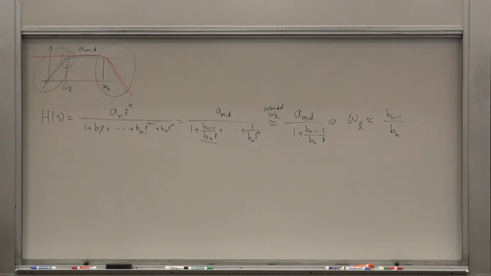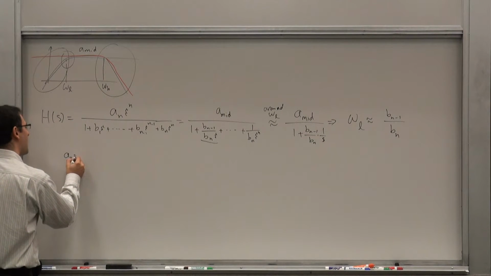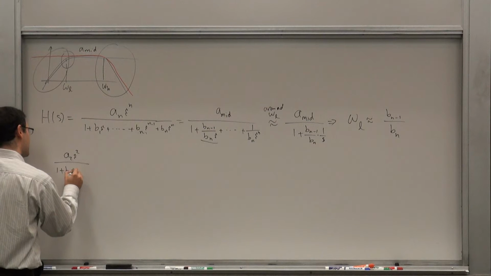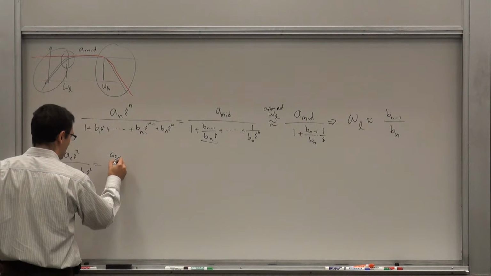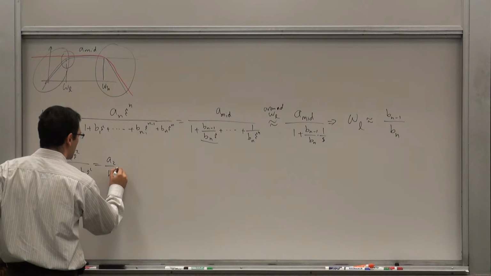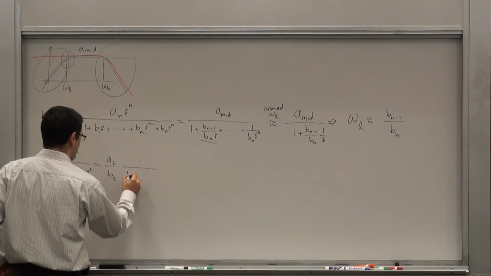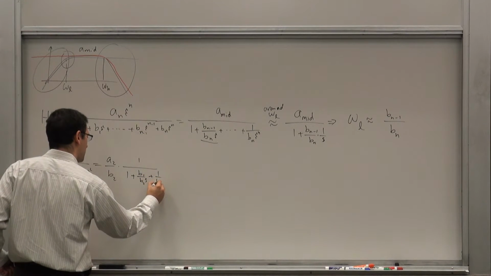So the question is, what is Bn minus 1 over Bn? To tell you what that is, I'm going to show you a special example first for you guys to get a feel for it. And it's the second order system, and then we'll do the general case. So for a second order system, how does this look? Let's say you have A2s squared over 1 plus B1s plus B2s squared. If I divide this down by B2 and s squared, this becomes my A mid, which is basically A2 over B2, times 1 over 1 plus B1 over B2 s plus 1 over B2 s squared.